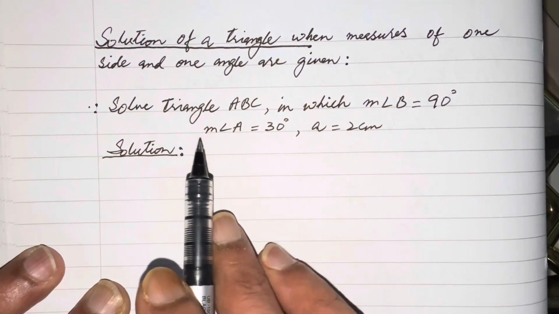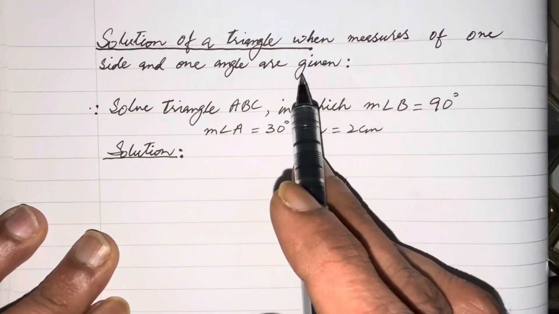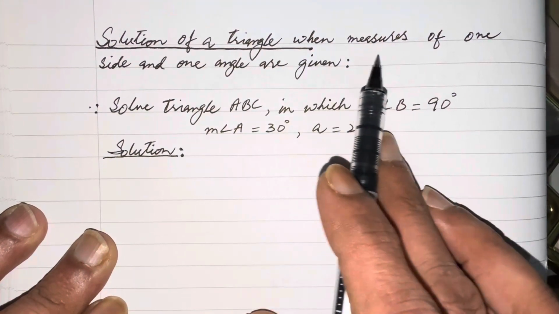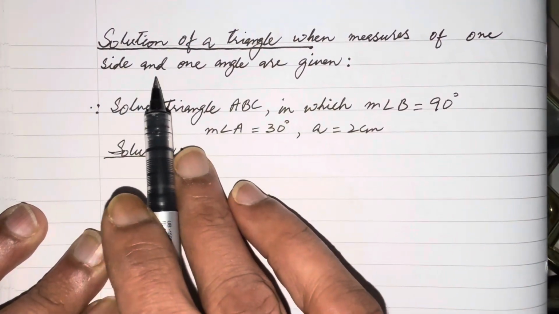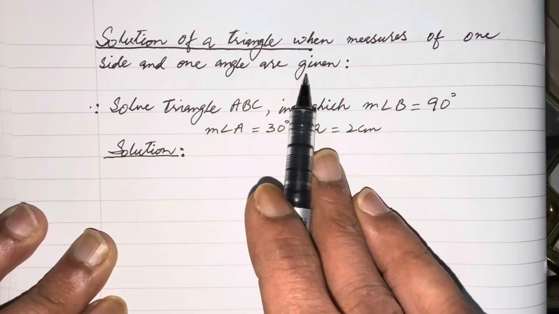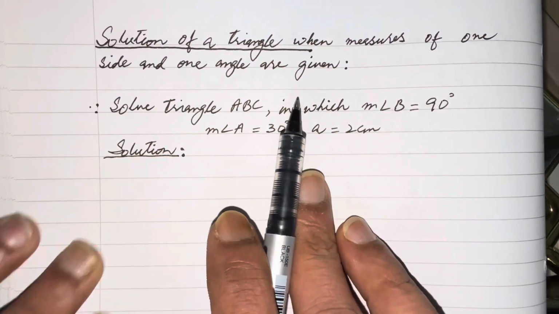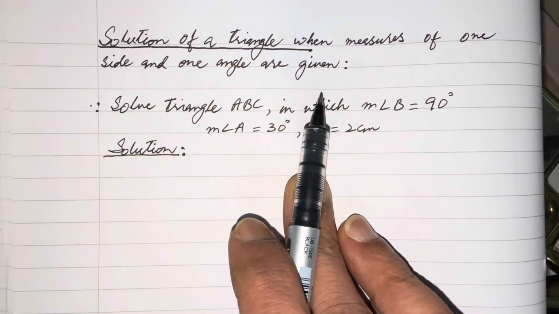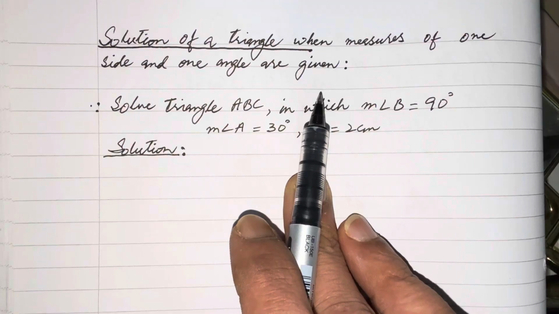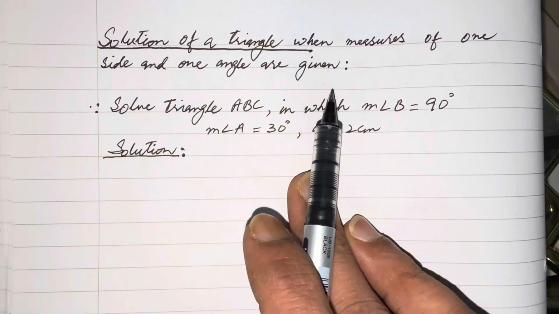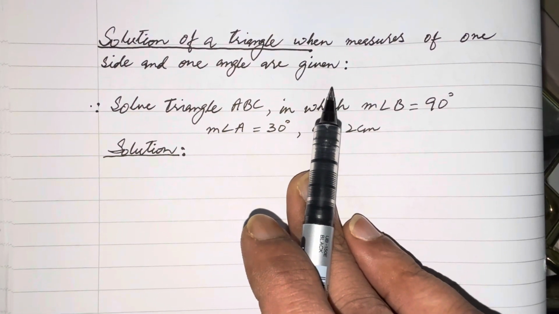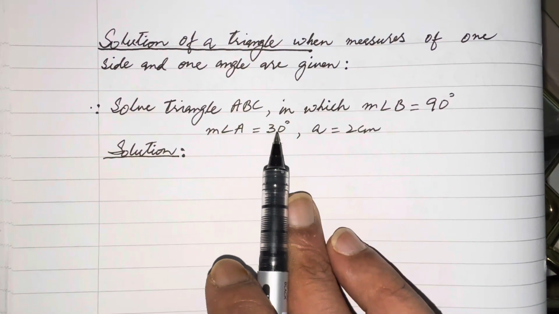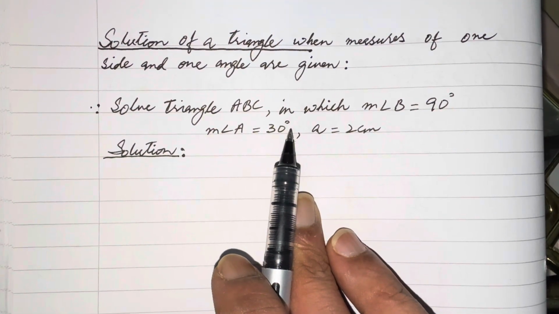So here I have taken an example of the solution of a right angle triangle when measures of one side and one angle are given. So if only one side and one angle are given, how can we find the other sides or the other angles of a right angle triangle?